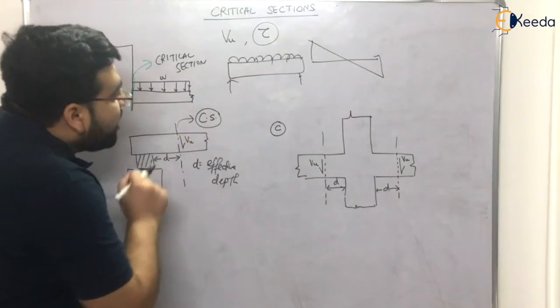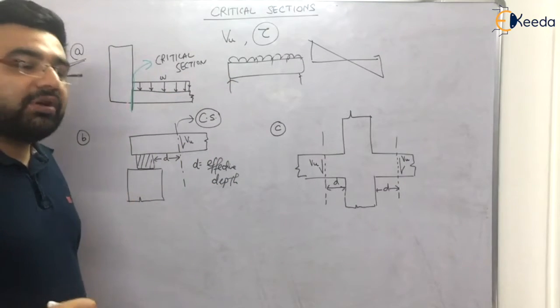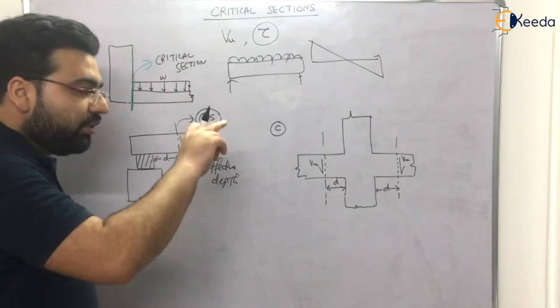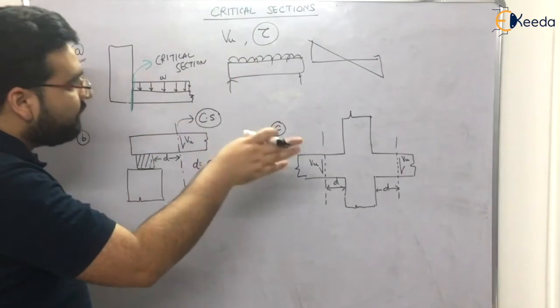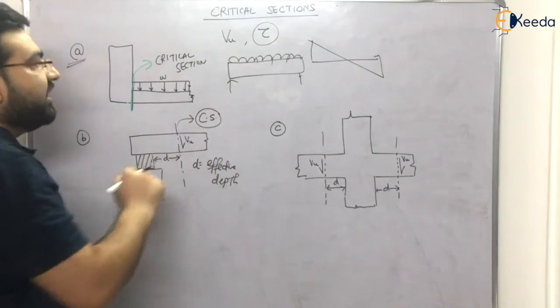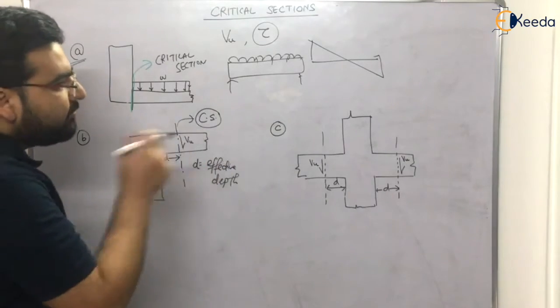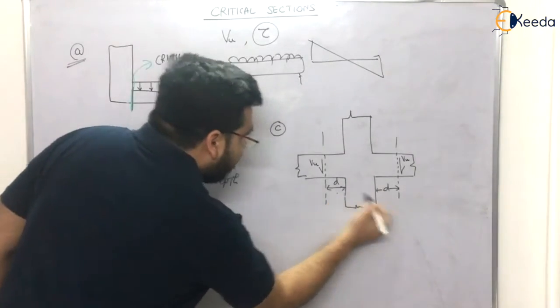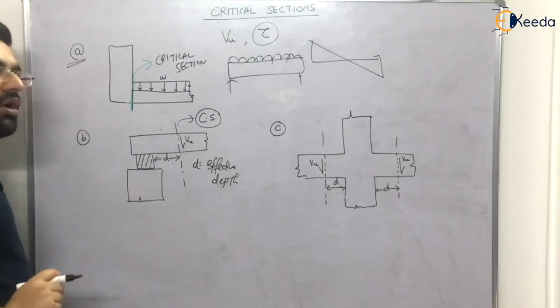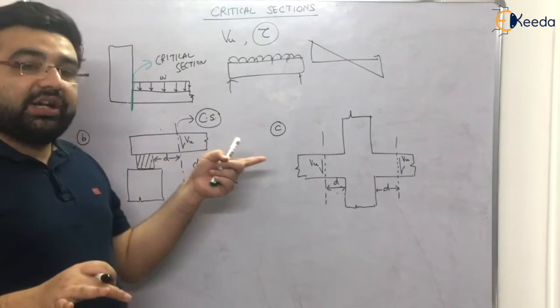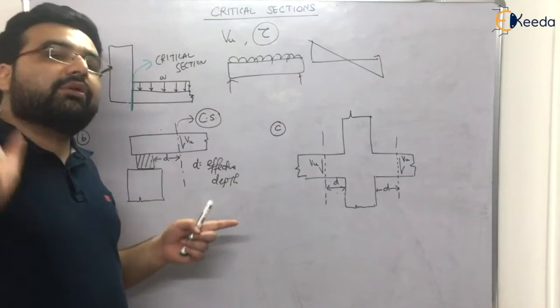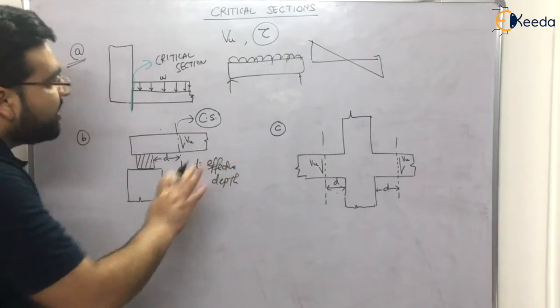So the question is, is it important? Yes, this is important, because in examinations you are given a lot of figures and you have to tick the correct option of the critical section. So this was a small topic, but this is also important. IS code has given us only three conditions. That is why I am teaching three conditions. Otherwise there are n number of conditions, but these three are important.